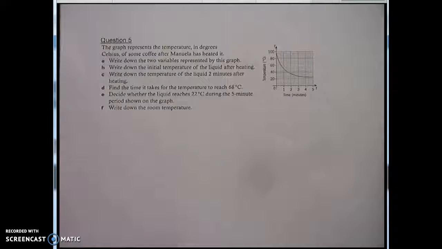Hey there, it's Mr. Alexander, and today I want to talk about IB subtopics 6.5 through 6.7, which are all about drawing and interpreting graphs.